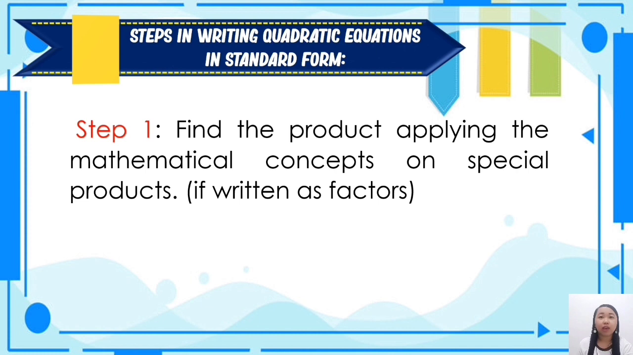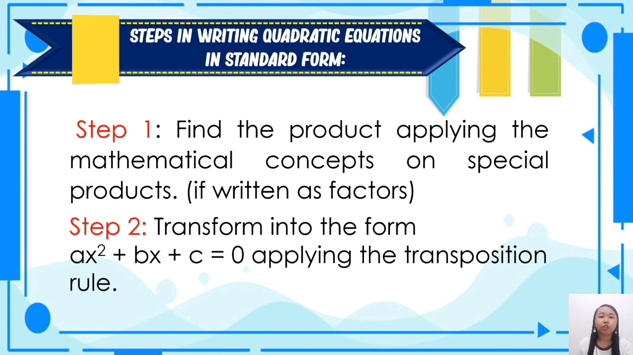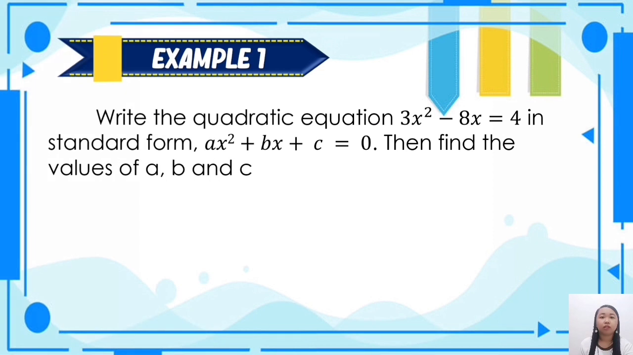So this is the activity number 1 that we did a while ago. Step 2. Transform into the form ax squared plus bx plus c is equal to 0, applying the transposition rule. Example number 1. Write the quadratic equation 3x squared minus 8x equals 4 in standard form ax squared plus bx plus c equals 0. Then find the values of a, b, and c.